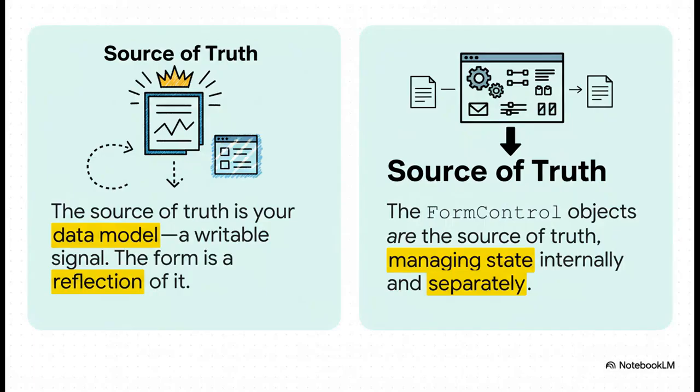So if you take one thing away from this comparison, it should be this. Where is the actual source of truth? In Signal Forms, your data model, that writable signal, is the boss. The form is just a reactive reflection of your data. But in Reactive Forms, the form control and form group objects are the source of truth. They are their own little state machines, totally separate from any other data model you might have. This is the single biggest difference between the two modern approaches.